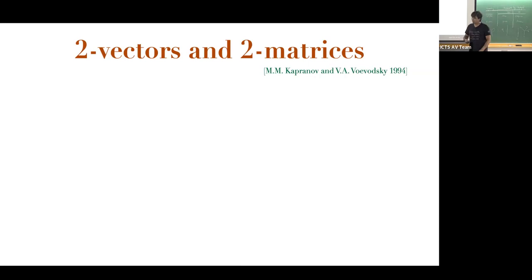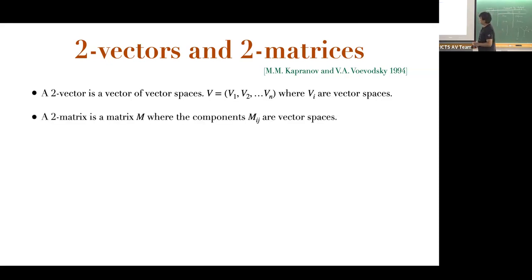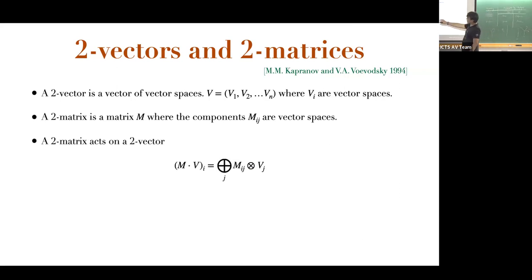These are like vectors and matrices that we know and love, but there's a slight complication: a two vector is a vector of vector spaces. It's not a vector of numbers, it's a vector of vector spaces. And a two matrix is a matrix in which every component is a vector space. And there is an action. The action of a two matrix on a two vector is just given by tensor product and direct sum. So wherever you see plus and multiplication, you replace it by tensor product and direct sums. This action may look a bit weird, like what does it mean to have these kinds of actions?